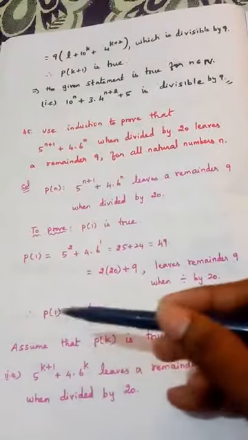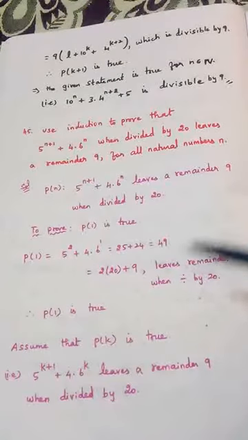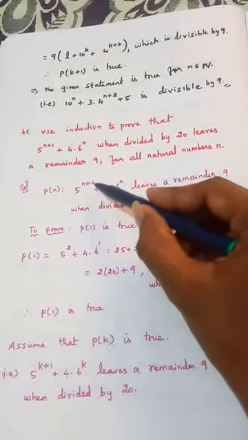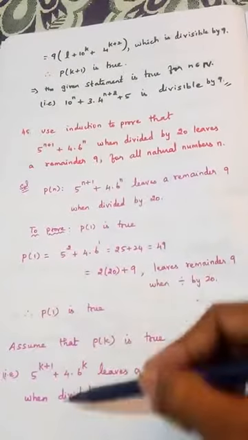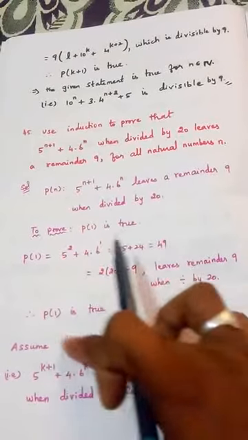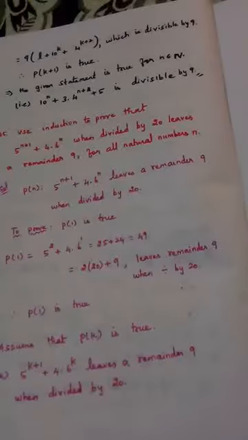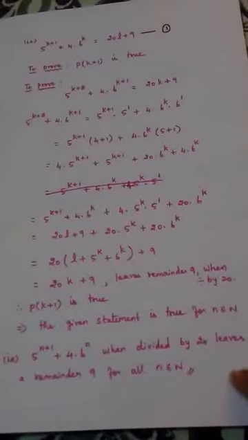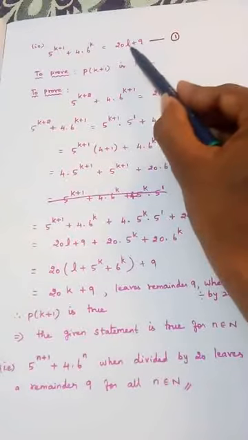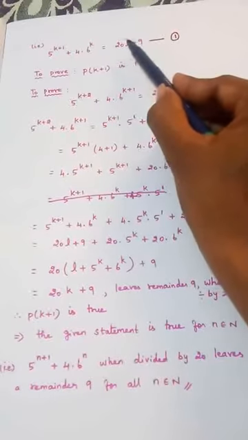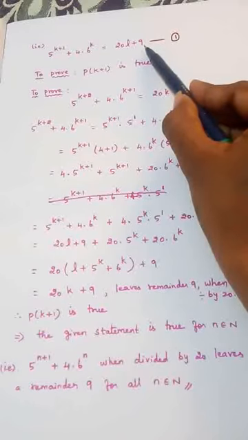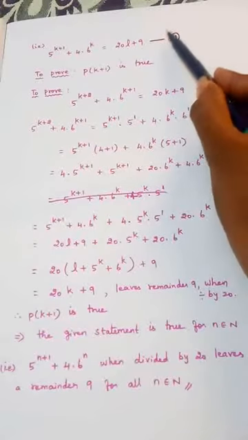Now next we have to assume that P of k is true. What is the meaning of P of k is true? In the statement you replace n by k. So 5 power k plus 1 plus 4 into 6 power k leaves a remainder 9 when divided by 20. This is the result that we are taking. So that can be written as 20L plus 9. Why am I writing like this? Because it is divided by 20, but at the same time it leaves a remainder 9. So this is taken as equation number 1.